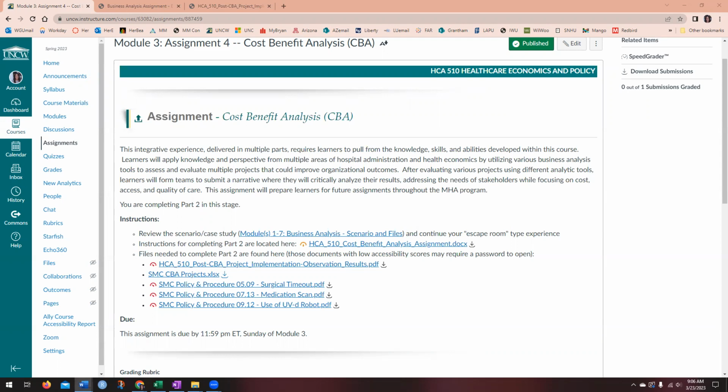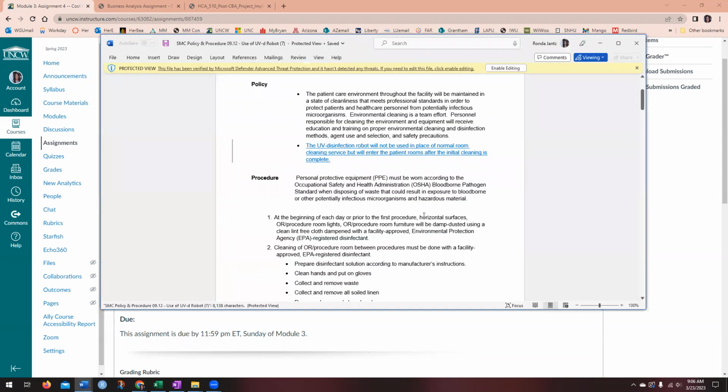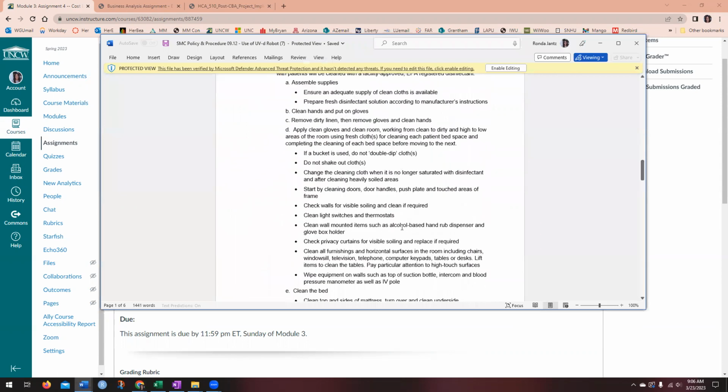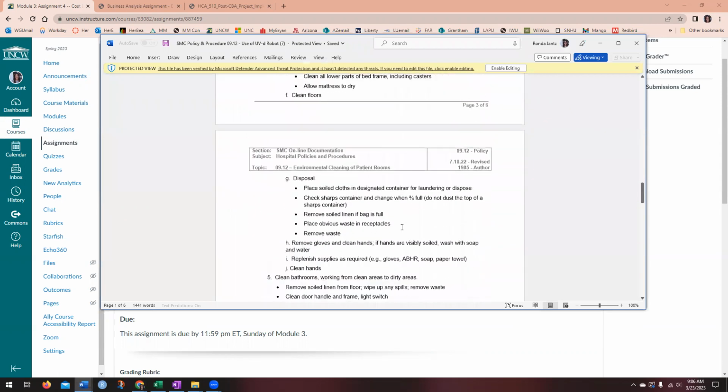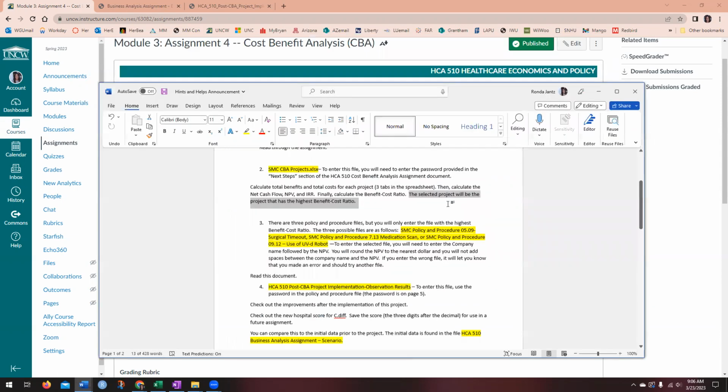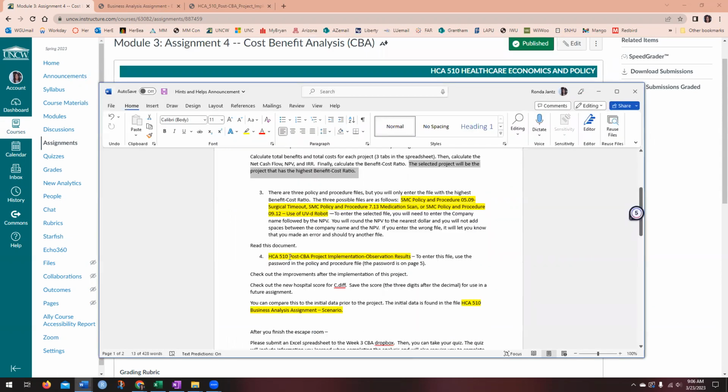So it's going to tell you the policy for the item that you select, and you're going to read through it. And at the bottom, it's going to give you a password. And so I'm going to let you use the password in the policy and procedure file. The password is on page 5, and it just gives it to you. And so then you'll be able to open this post file.